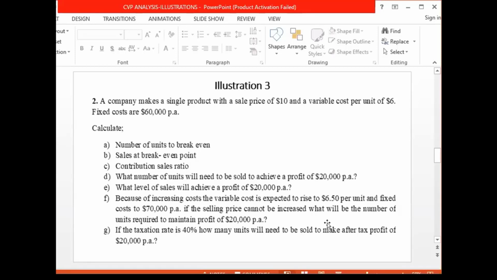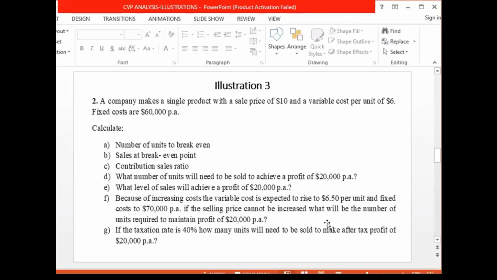Because of increasing costs, the variable cost is expected to rise to 6.5 per unit and fixed cost to 70,000 per annum. If the selling price cannot be increased, what will be the number of units required to maintain a profit of 20,000 per annum? And then G, if the taxation rate is 40%, how many units will need to be sold to make an after-tax profit of 20,000 per annum?